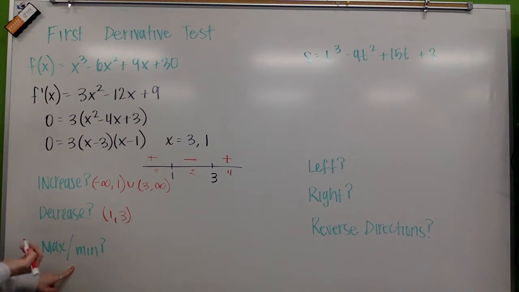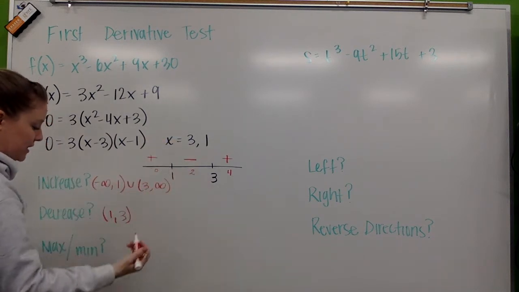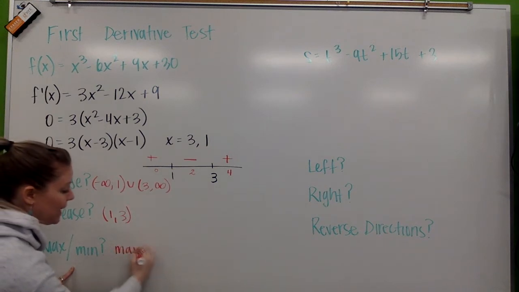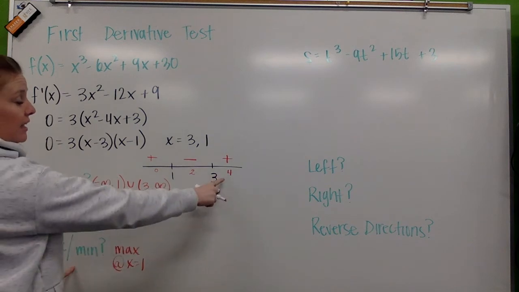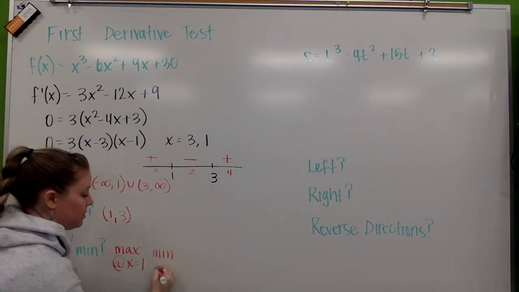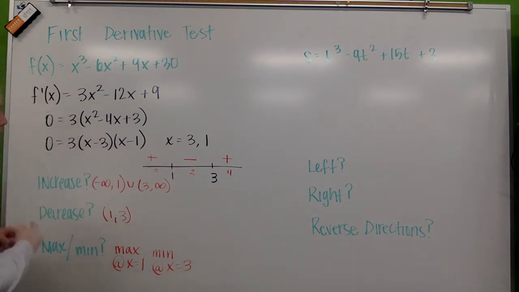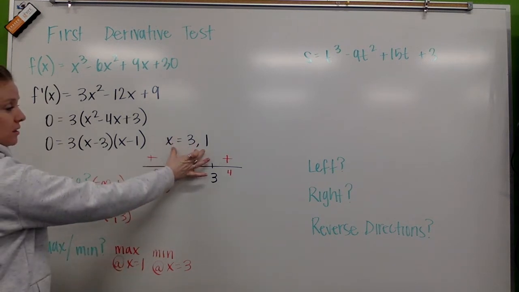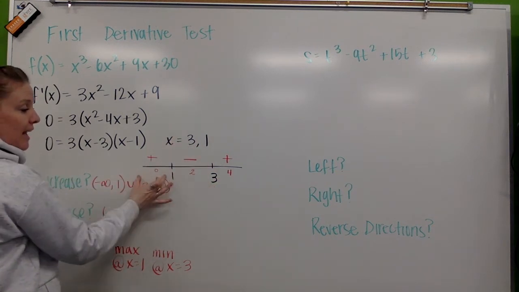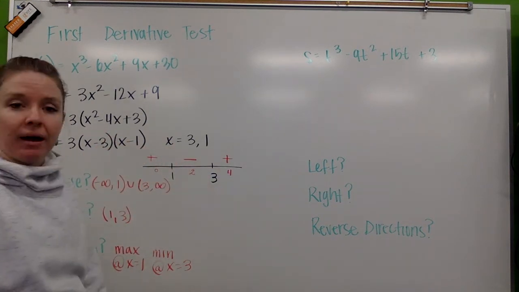And because of this changing from an increase to a decrease, that's telling me I have a max at x equals 1. And here, decrease to an increase, I have a minimum at x equals 3. Okay? So we identify our critical points, put them on our number line, and test the intervals. And then we use that to interpret information about our function.